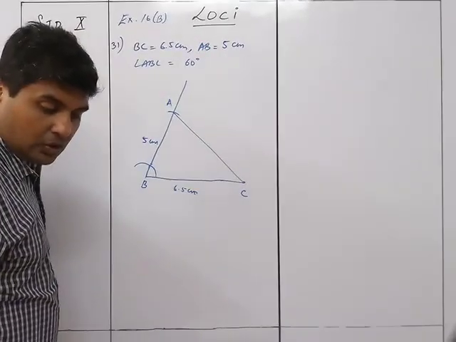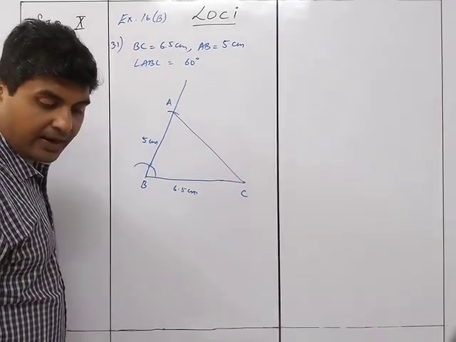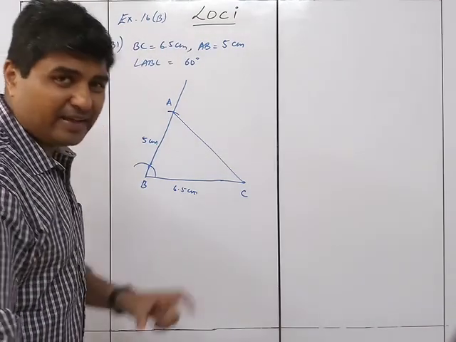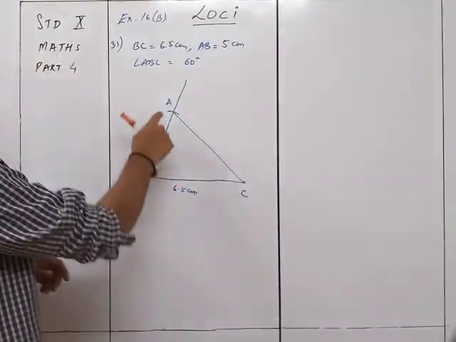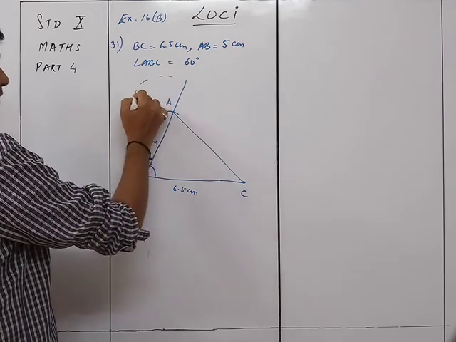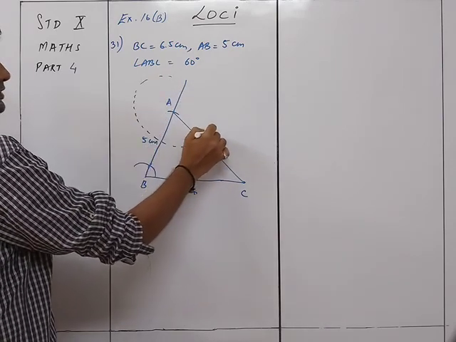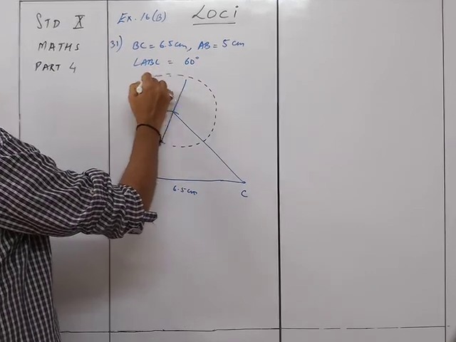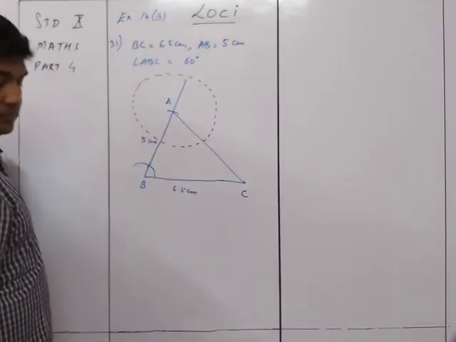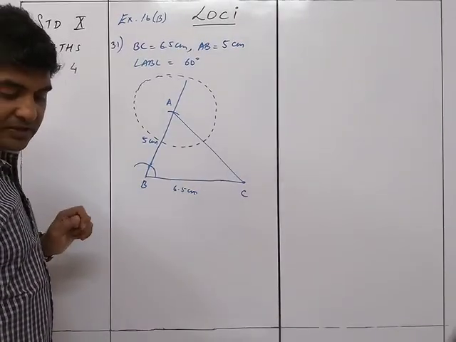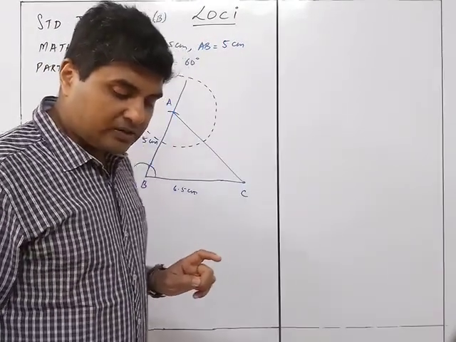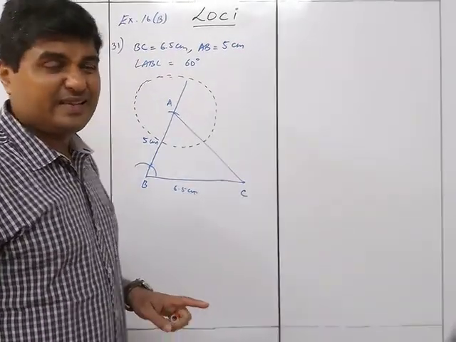Next is the locus of a point at a distance of 3.5 cm from A. So that means I am going to take the radius equal to 3.5 and A as the center, and draw the circle. So A as the center, drawing a circle over here of radius equal to 3.5 centimeters. This is the locus of the point which is at 3.5 centimeters from A.